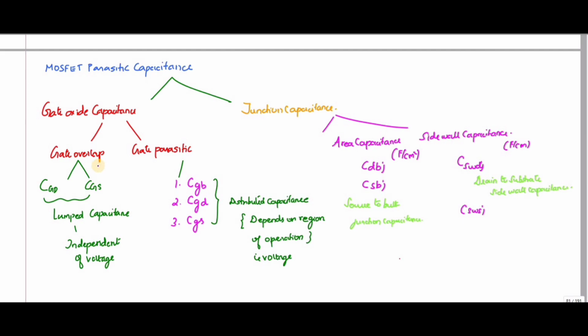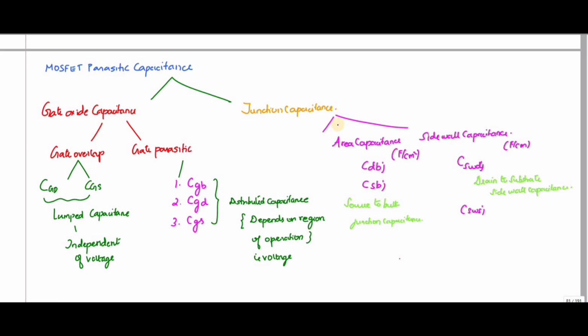Gate overlap capacitance, I mention it as CGD. Okay, and next one is CGS. It is called lumped capacitance, which is independent of the voltage. Okay, next one is gate parasitic capacitance, that I can represent as CGB, gate to bulk, and gate to drain and gate to source. Okay, so it is called distributed capacitance. It depends on the region of operation, that is, based on the voltage. This one is independent of voltage, and this one is dependent on voltage.